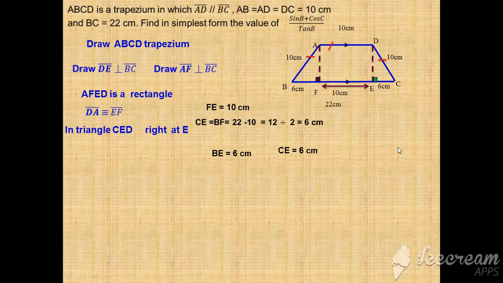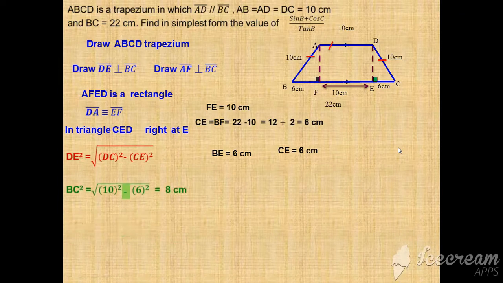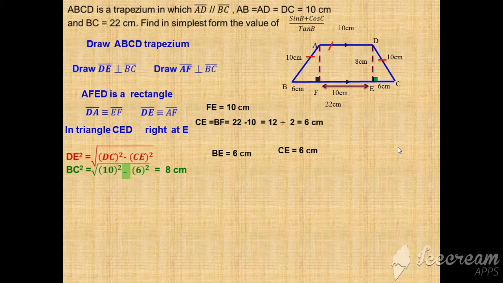Then go to the triangle. DEC is a right angled triangle at E. I have 6 and 10, and I need to find the length of the third side. DE squared equals DC squared minus CE squared, so it will be 8 centimeters. And I know that AFED is a rectangle, that means DE is congruent to AF, right? So AF also would be 8 centimeters.